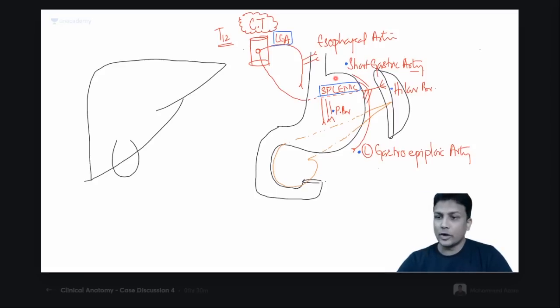Yes, Eva, that's what I told you just now. Whatever pancreatic branches I wrote here, the pancreatica magna will be included in those pancreatic branches only.